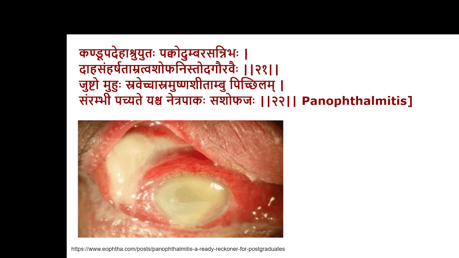Netrapaka is that condition where there could be suppuration, pus formation, and there will be widespread clinical symptoms of burning sensation, reddish discoloration, swelling, and the whole eye may look like Pakwa Udumbara, the ripened fruit of the Udumbara plant. So the whole reddish ball-like appearance could be seen, and there will be a lot of discharge. That's exactly what we call panophthalmitis.